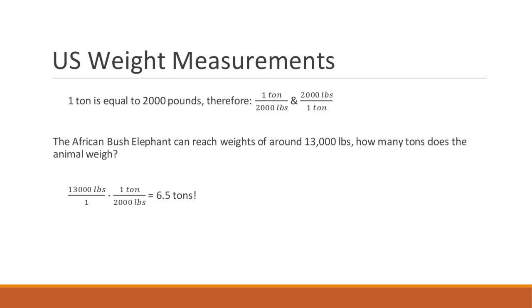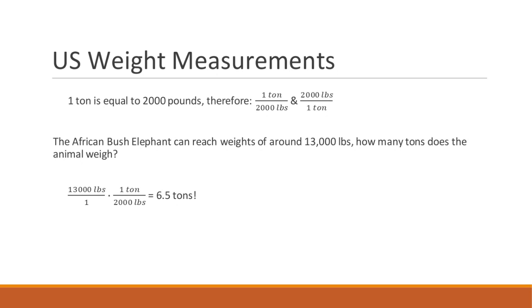So let's think about 1 ton. Unless you're talking about a metric ton, but the metric ton's completely different. We'll talk about it later because we have to be different, apparently. But 1 ton is equal to 2,000 pounds. Therefore, we have our conversion factor.